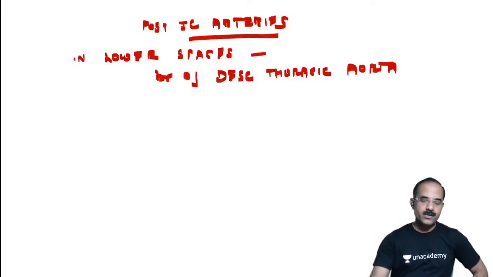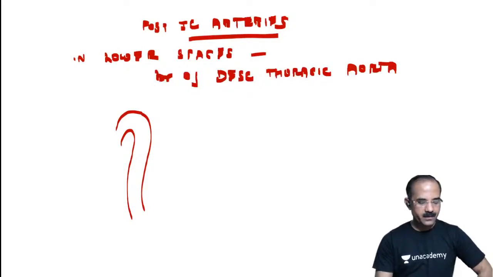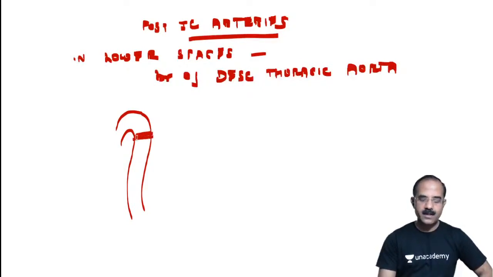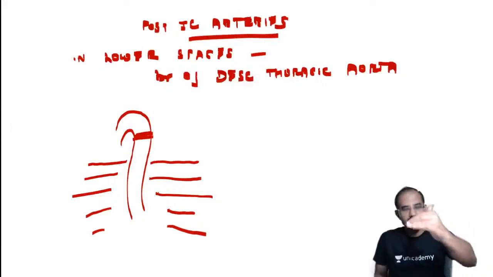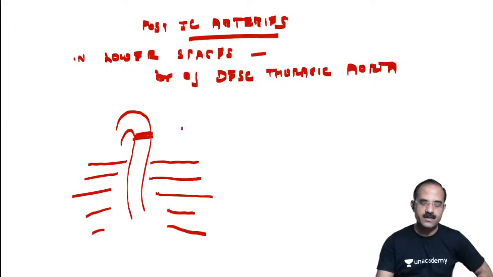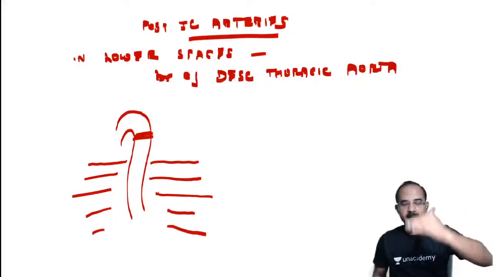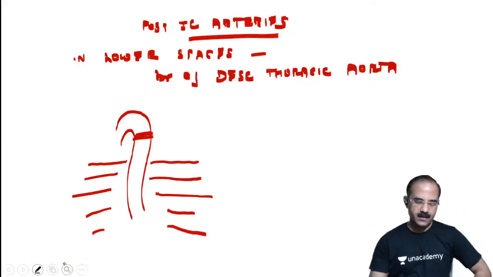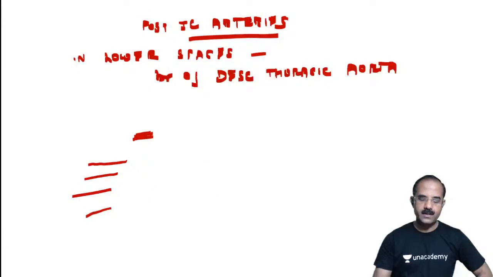So if there's an occlusion of the descending thoracic aorta, which intercostal arteries will be affected? The lower intercostal arteries, below the second intercostal space. The first and the second are different. The first and the second are not branches of the descending thoracic aorta. In the lower spaces, these are branches of the descending thoracic aorta.